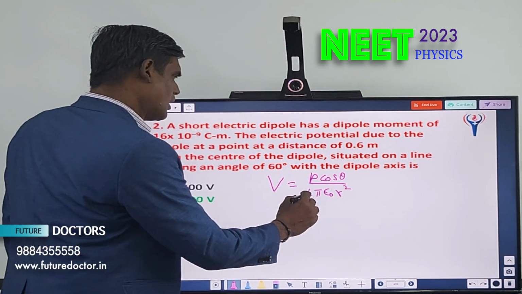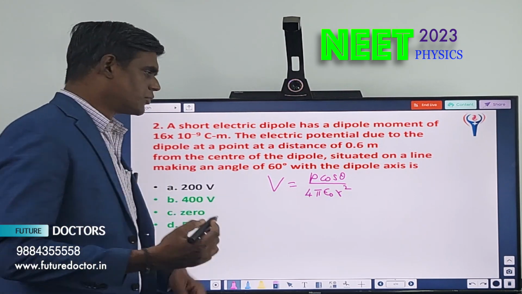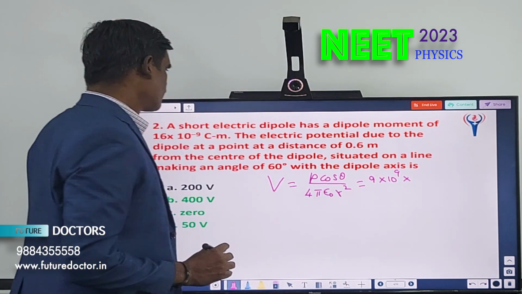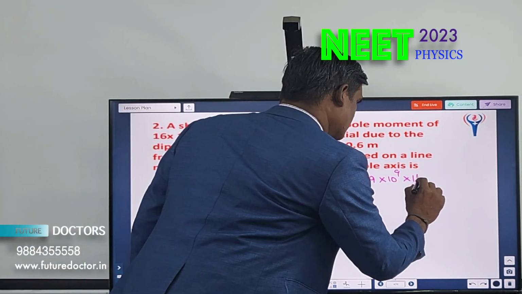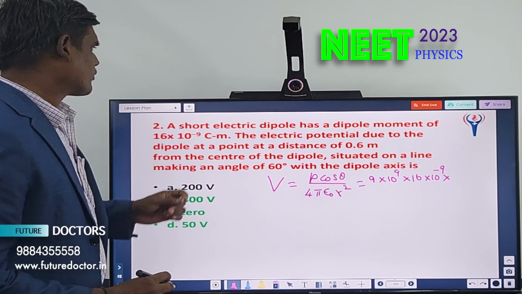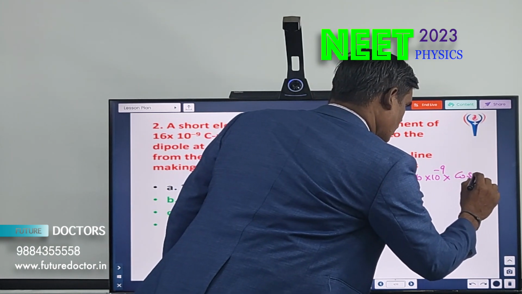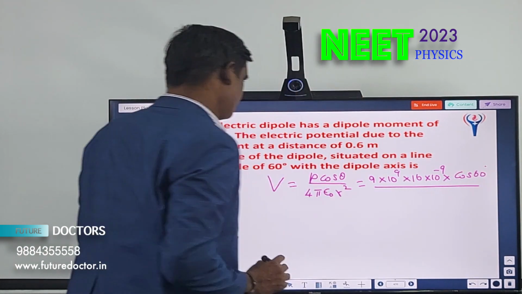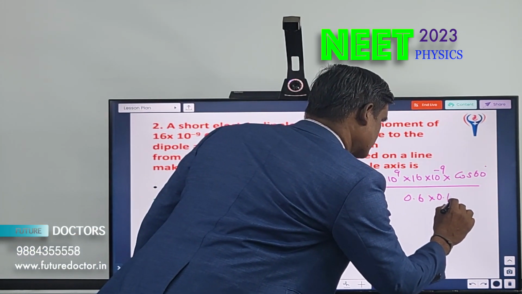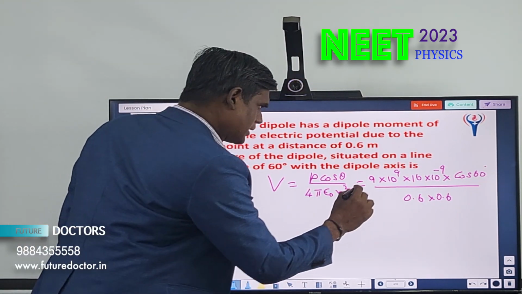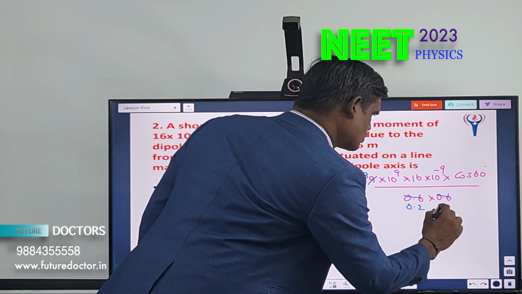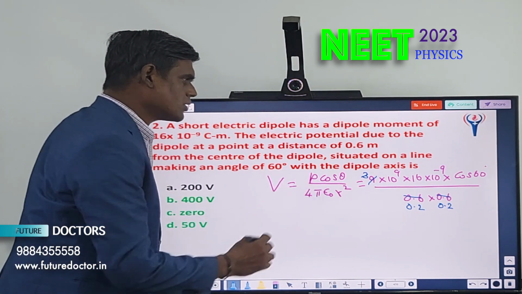16 into 10 power minus 9, and 4 pi epsilon naught. 1 by 4 pi epsilon naught is 9 into 10 power 9. So you can write this as 9 into 10 power 9 into the value of P, 16 into 10 power minus 9, into cos theta, cos 60 degree, divided by R square. R is 0.6 square, that is 0.6 into 0.6. I kept it like this just to simplify easily, using the table, 0.6 square is 0.36. And cos 60 is 1 by 2.